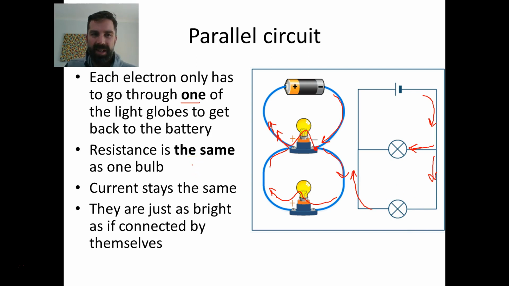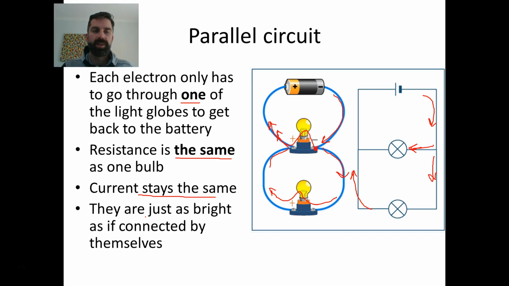That means that because the electrons are only having to go through one light globe, the resistance is the same for that circuit as if there was only one bulb. So the current is actually the same through both light globes. Okay, and that means that the bulbs are able to shine just as brightly as if they were connected by themselves.